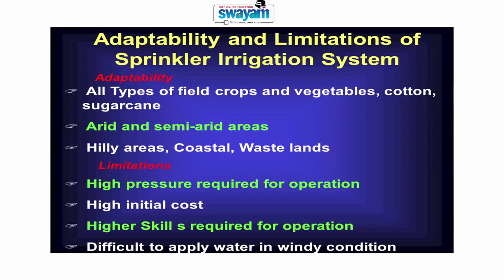What are the limitations? It requires higher pressure, so you need a larger motor for the irrigation system. It requires higher initial cost, and a little higher skill is required for the operation, though once training is done, it is not very difficult to use. It is also sometimes difficult to apply water in windy conditions, so you need to organize irrigation in the early morning or late evening to avoid windy conditions.